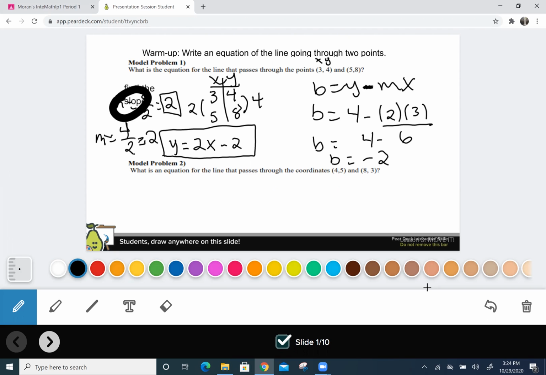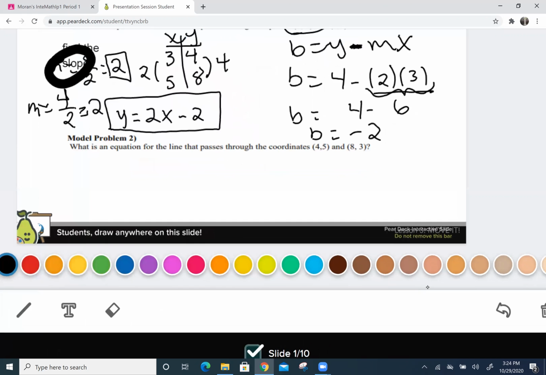Once you find the slope, you do b equals y minus mx. You choose one of the points. You can choose 3 and 4 or 5 and 8. I decided to use 3 and 4. So y is 4. That's why I put a 4 right there. M is 2, the number we found first, and x is 3. So 2 times 3 is 6. You multiply first. That gives us 6, and 4 minus 6 is negative 2.